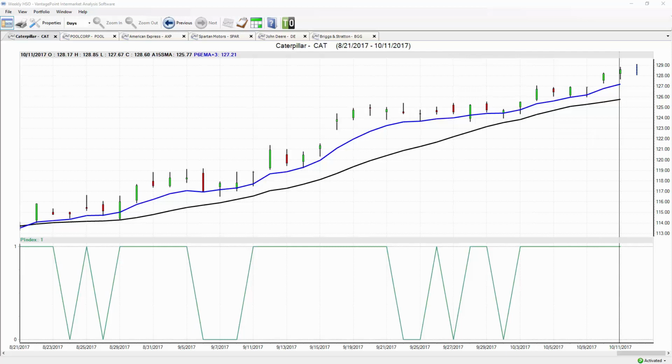Hope you're all having a great week out there in the financial markets as we have stocks really starting to break away from the pack. A lot of these correlations are breaking down, some stocks are separating from the pack, and it's opening up some really great trading opportunities here. So we're going to start this week by taking a look at Caterpillar, Pool Corp, American Express, and then a theme here with what we're seeing with things like Spartan Motors, John Deere, Briggs and Stratton.